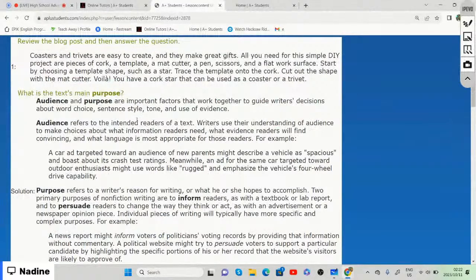All right, so we basically said, what is the text's main purpose? With every text, there is a main purpose. And audience and purpose are important factors that work together to guide a writer's decision about the word choice, sentence style, the tone, as well as the use of evidence.